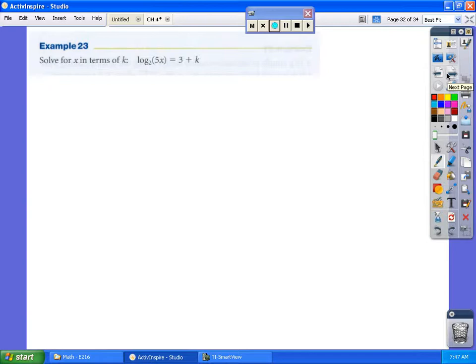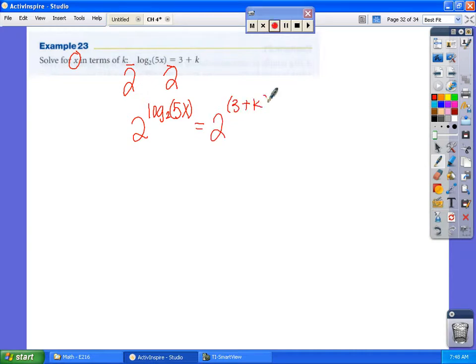Solve for x in terms of k. So I want x by itself. Same thing, I'm going to look and make sure there's nothing in front, nothing in back. That means I can take both sides to the 2. 2 to the log, and you don't have to rewrite this step. I'm only doing it for your notes. Normally I really don't. All right, so log base 2 and 2 will cancel. 5x is equal to 2 to the 3 plus k, and x is equal to 2 to the 3 plus k, whole thing divided by 5.